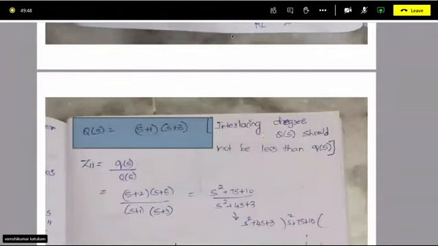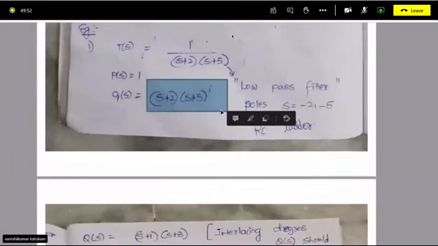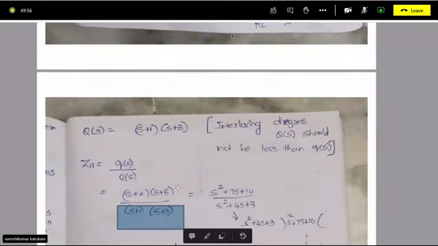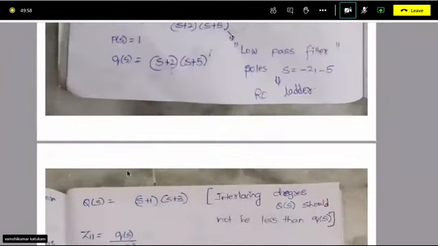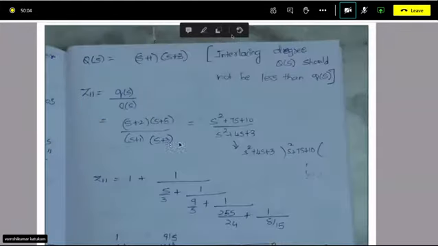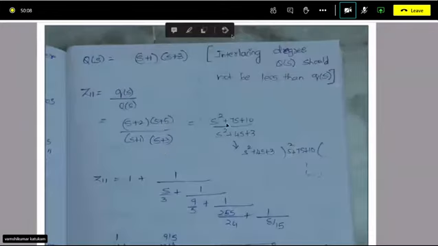Then small q of s is s plus 2 into s plus 5, and capital Q of s is s plus 1 into s plus 3, and this is your driving point impedance Z11. Okay, Z11 is this, and this is your transfer function.